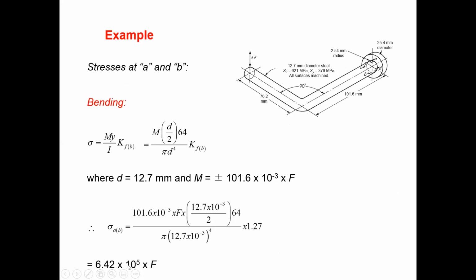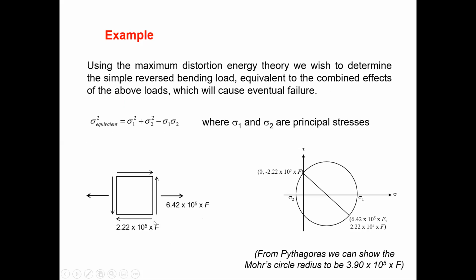So you can see, in here this is the value, and this is the shear stress. So you can use either the equation or Mohr circle theory, but if you use Mohr circle theory, there is sigma y equals 0 in here. Okay, so one coordinate on the Mohr circle is 0 and minus 2.22 times 10 to the power 5 F.